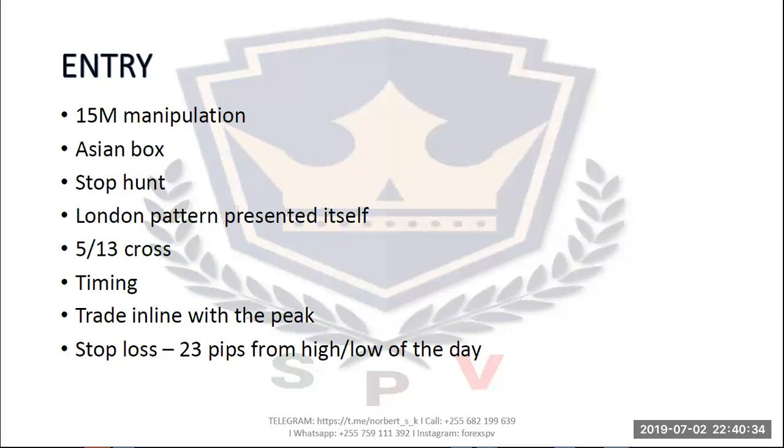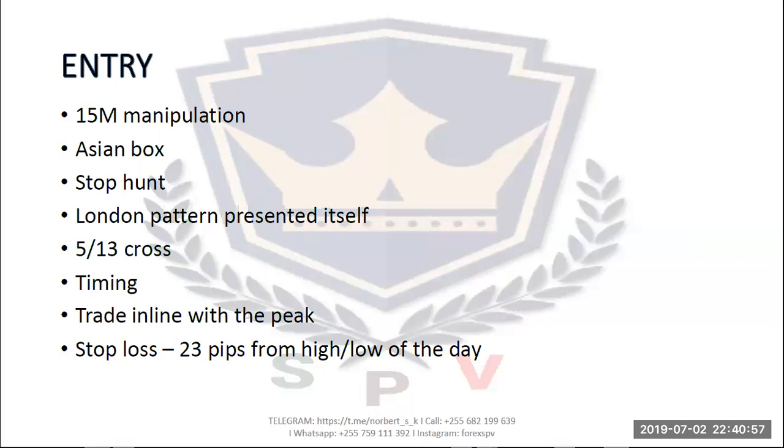So on the entry phase, we come to the 15 minutes time frame. We look on the 15 minutes manipulation. What's the manipulation there? We look on the Asian box. Is it less than 50 pips? Yes, it's less than 50 pips. Is there a stop and flow we anticipated? So we see a stop and flow is there.